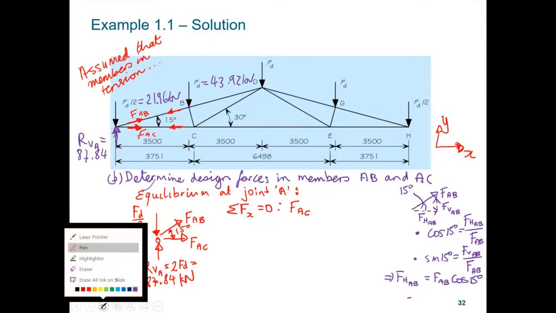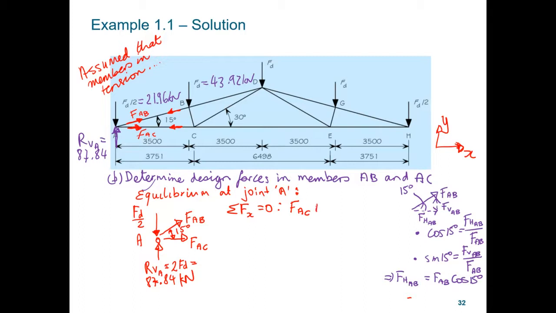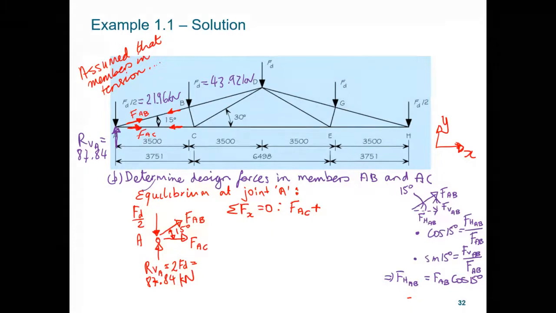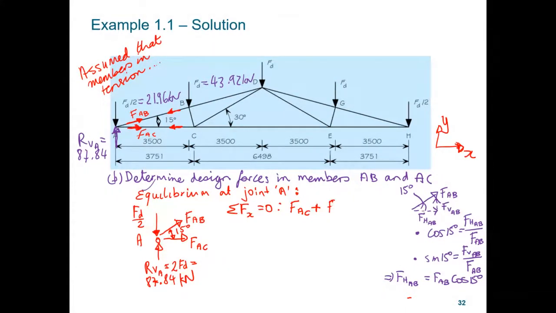Okay, so I'm going to put that into my equation. So I have the FAC, the one going across the bottom, and then the horizontal component of AB, which is the hypotenuse, FAB, times the cos of 15 degrees. And then that's all I have. I don't have any other forces, so that's equal to zero. So that's one equation I have. But I still have two unknowns. I still don't know what FAC is, and I still don't know what FAB is.